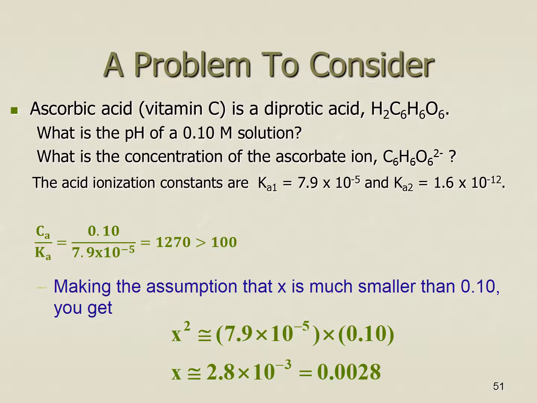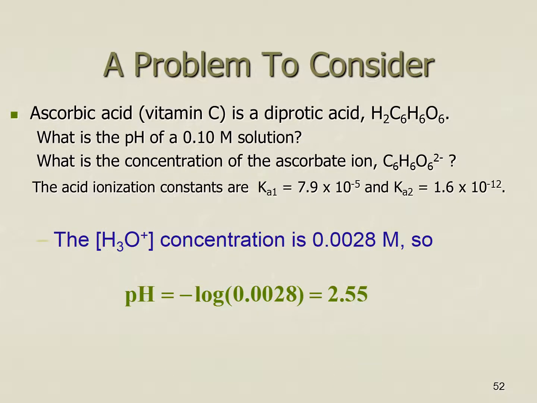So x is 2.8 times 10 to the minus 3, or in other words, 0.0028. And in fact, that is much smaller than 0.1, at least to any significant figure calculation. All right. So the H plus concentration is 0.0028 molar, and pH is 2.55. So we are at this point ignoring the H plus from our second equilibrium. When we do the calculation, we'll see that in fact it can be ignored because the Ka2 is so much smaller than the Ka1. But for right now, we'll go with this. We'll say the H3O plus is 0.0028, and so our pH is 2.55.